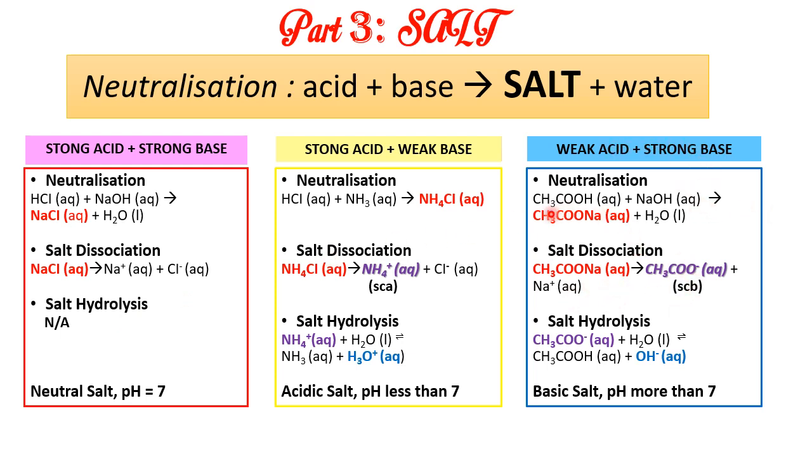So this CH3COONa salt is from a weak acid. So the weak acid can continue to form a strong conjugate base, so it can continue to undergo salt hydrolysis, produce the hydroxide ion, and then the pH of the salt is more than 7. Over here, you must take note.